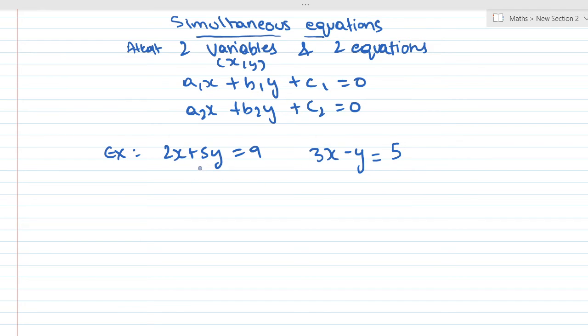These equations provide the same value of x, same value of y. So if you solve these equations, you will get one value of x and one value of y. So you need to find the values of x and y in this equation. There are two methods to solve these simultaneous equations. First method is the elimination method.